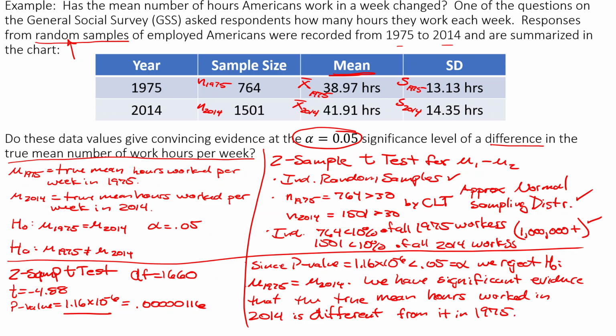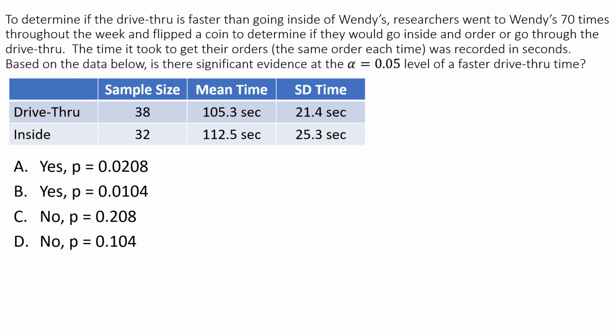That's how we do our hypothesis test for 2 samples when we're working with means. And that's how we do it if it's a free response. We want to draw our boxes and fill in all of our boxes. If it's multiple choice, we don't have to do all that. We can do the shortcut if we want, just do the calculator part.